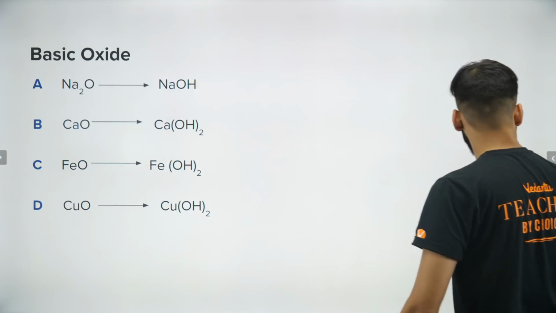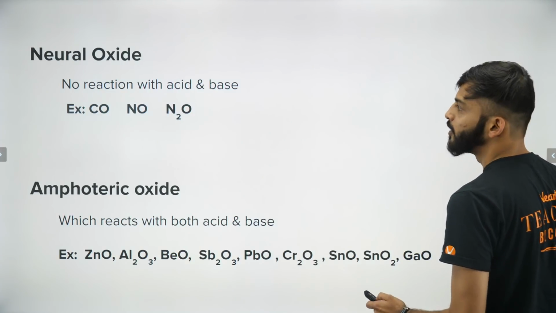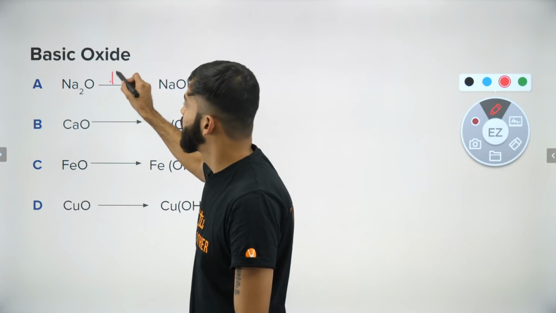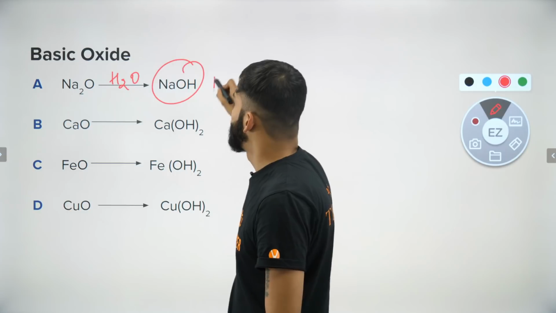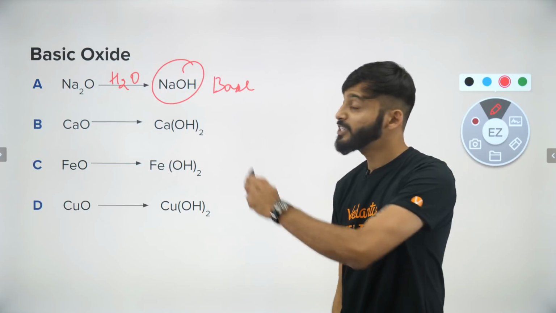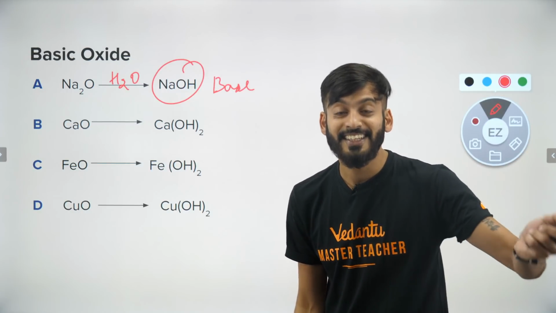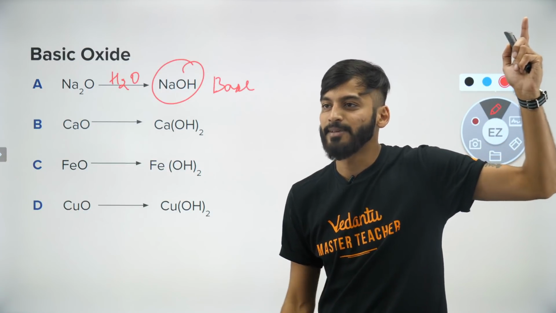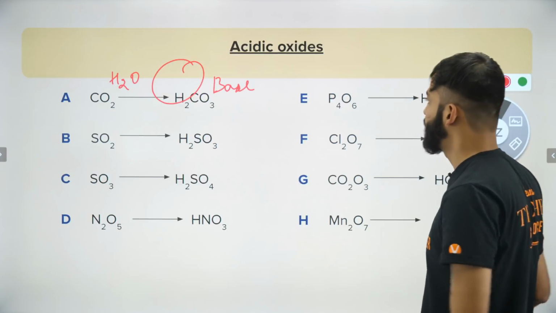When you dissolve these in water, जब इसे पानी में dissolve करोगे, it is going to give you a base. ठीक है? So, यानी कि basic oxides will react with acids, acidic oxides will react with base. Simple सा चल रहा है, बड़ा ही simple सा. आगे बढ़ता हूं. Moving on, next.